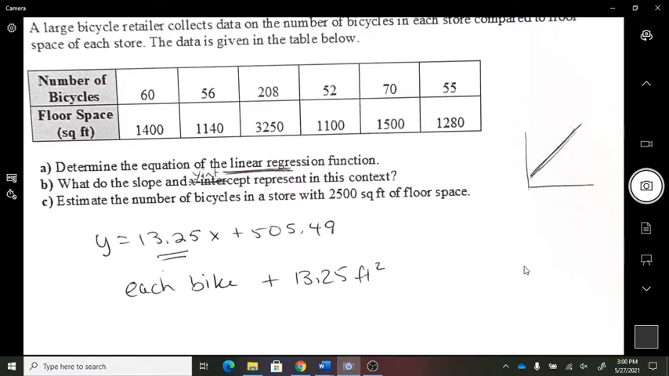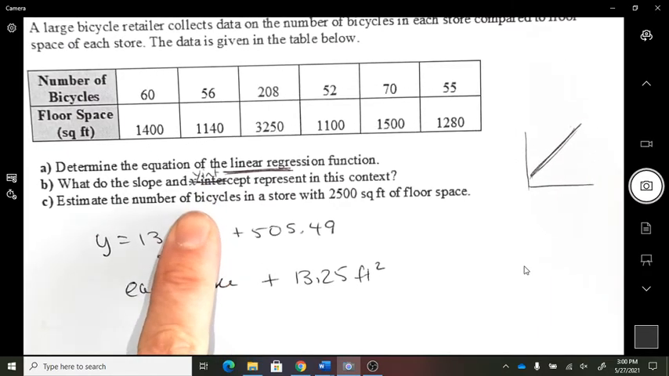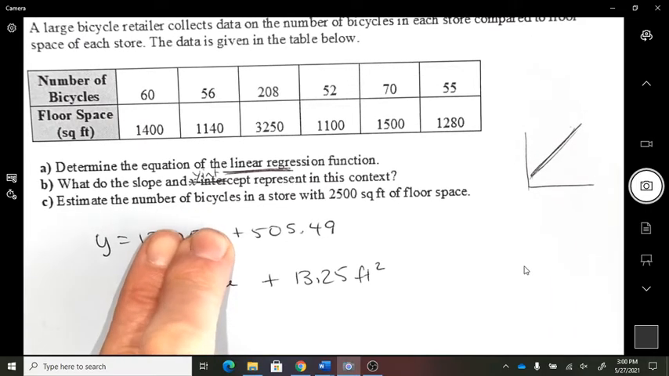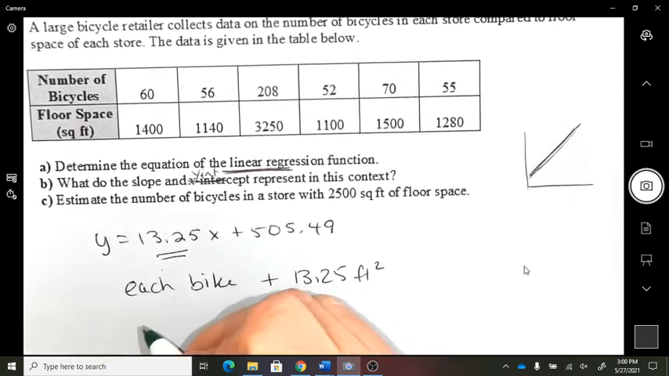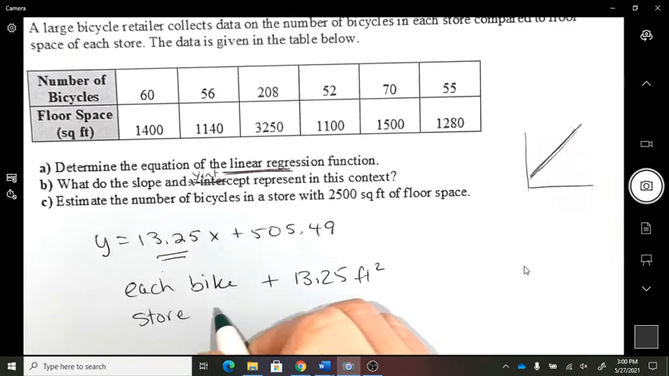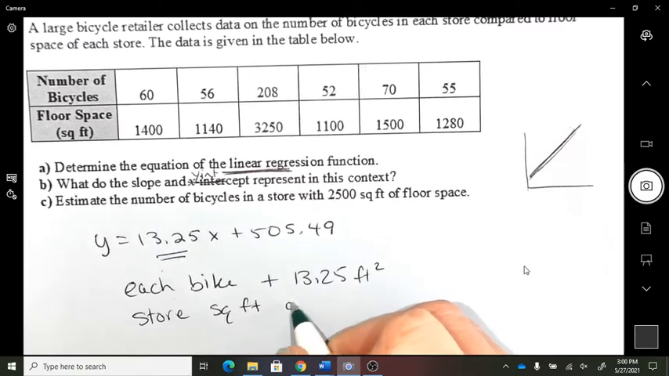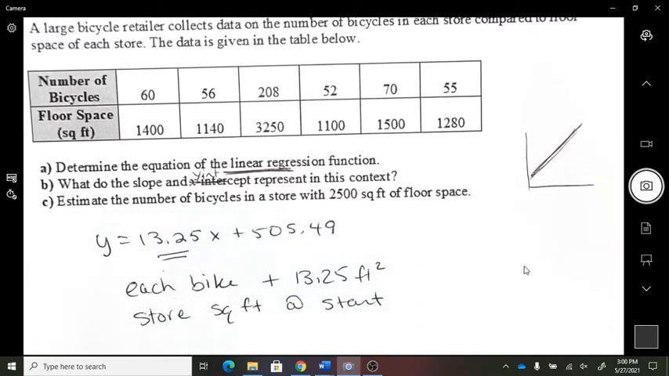And I had to change this because we use different variables. What does the y-intercept mean? So pretend that there was no x. How much square footage is there? You need just that as a starter, right? You need a store square footage at the start. So you're going to need a store, and then every time you add a bike, you have to add this much square footage.